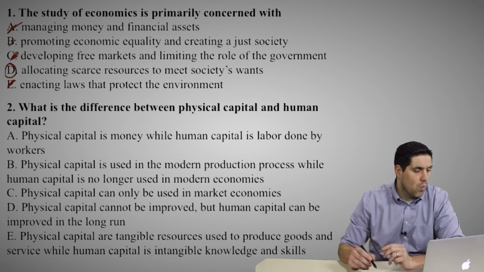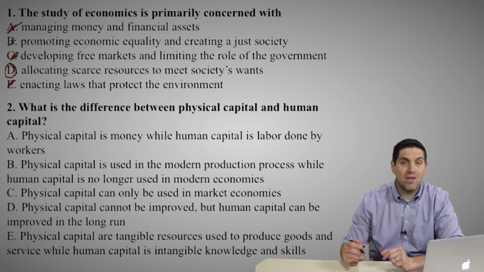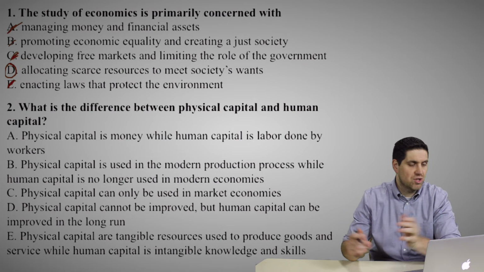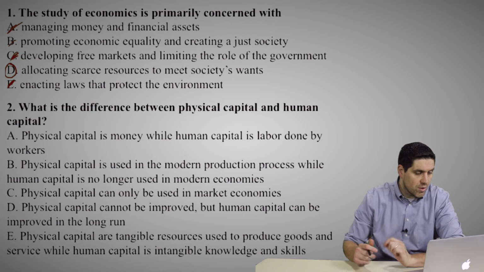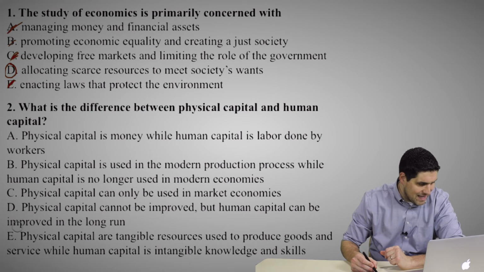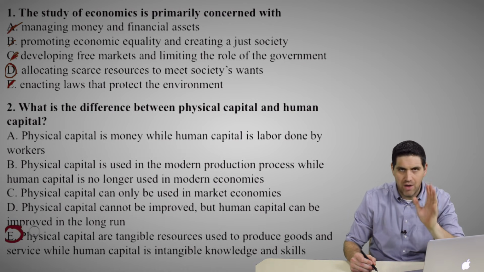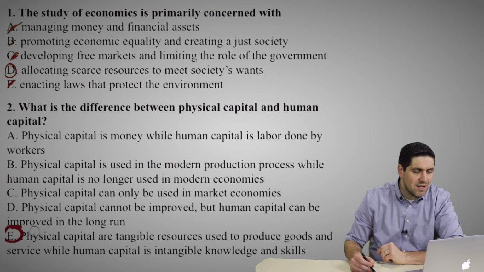All right, for number 2, what's the difference between physical capital and human capital? Well, physical capital is stuff to produce other stuff, like machines and tools. Human capital is knowledge. So the right answer is right down there. It's E. E is the right answer. Physical capital are tangible resources used to produce goods and services, while human capital is intangible knowledge and skills. That's the right answer. But let's look at A.